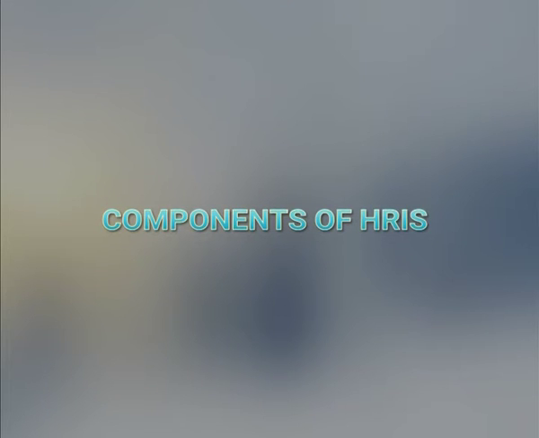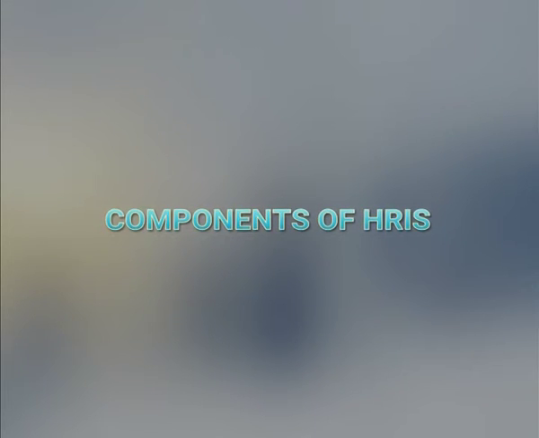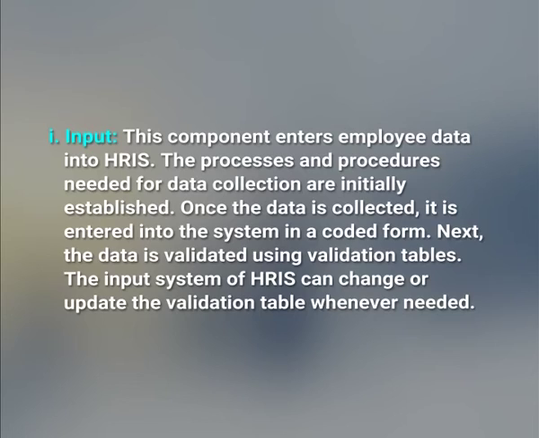Components of HRIS. In HRIS, employee information is collected, stored and recorded with the help of three important functional components, which are: number 1, input. This component enters employee data into HRIS. The processes and procedures needed for data collection are initially established. Once the data is collected, it is entered into the system in a coded form.